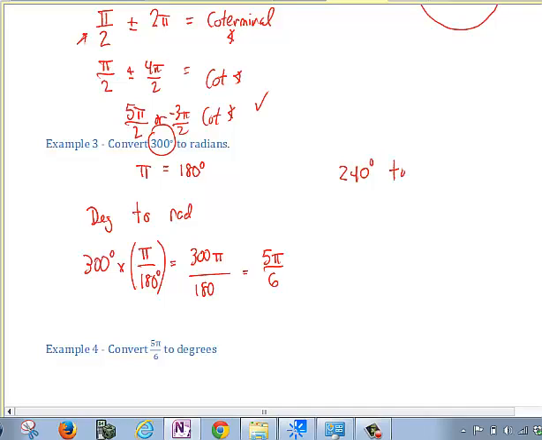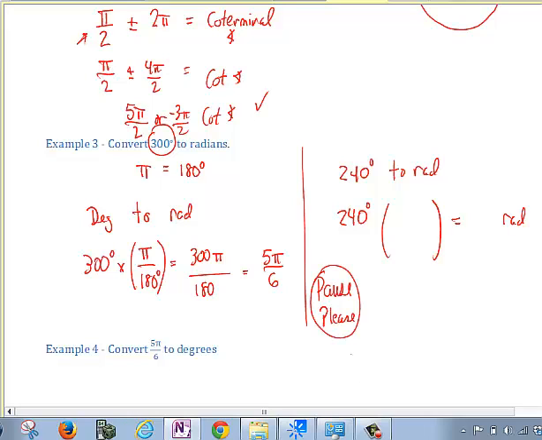If you want to try another example, let's say that you're converting 240 degrees to radians. I'm just going to write up the 240. What's your conversion factor? And that should equal your radians. I'm going to pause the video and let you try that on your own. Okay, so we took 240 and multiplied it by the conversion factor. We got 240 pi over 180, and our exact radian amount would be 4 pi over 3 after dividing out the common factor of 60.